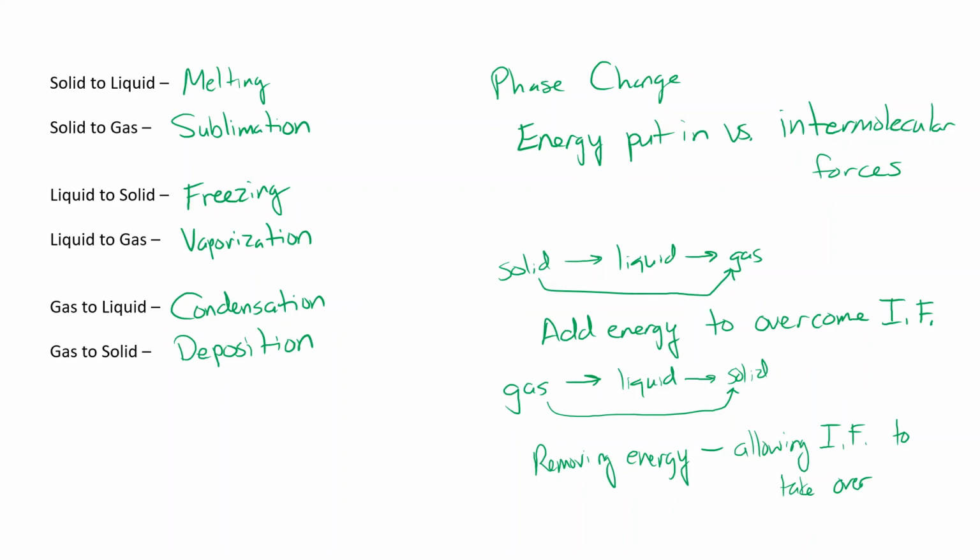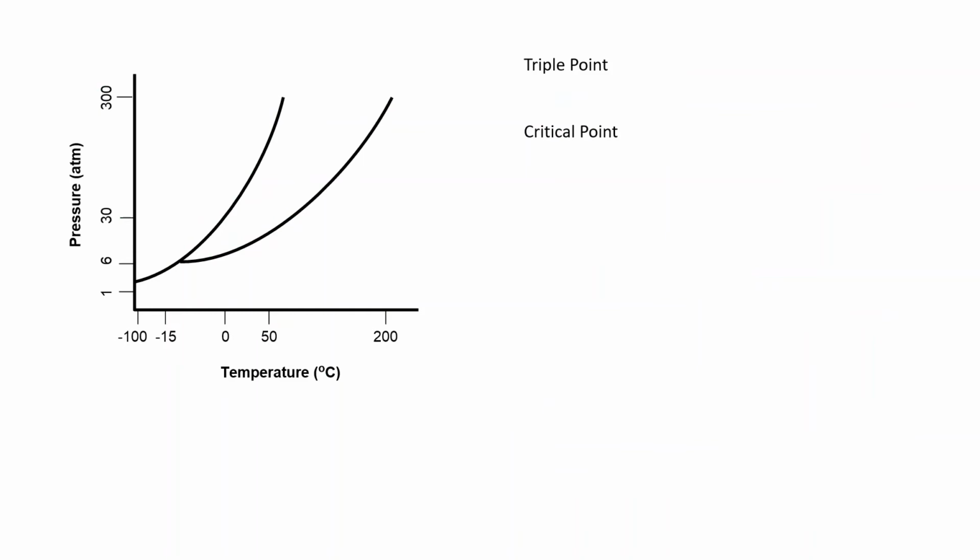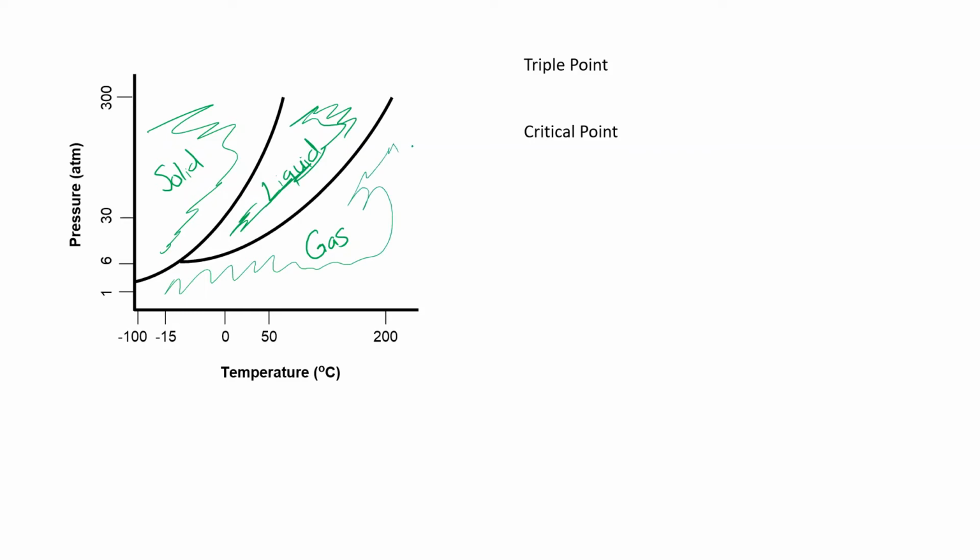So, of course, we can graph all of these phase transitions and where they occur, right? And so when we do that, we have solid up here, liquid in the middle, and then we have gas down here in the bottom. Each of these areas, solid is up here, liquid is in between these two lines, and then gas is, of course, down here.